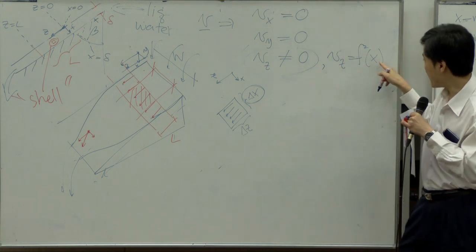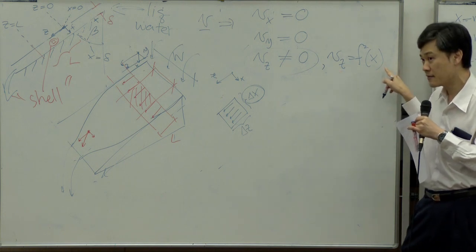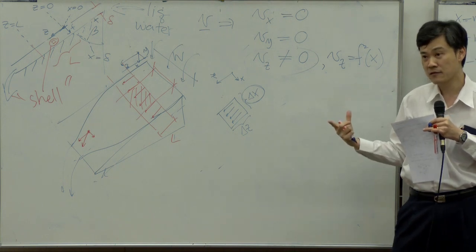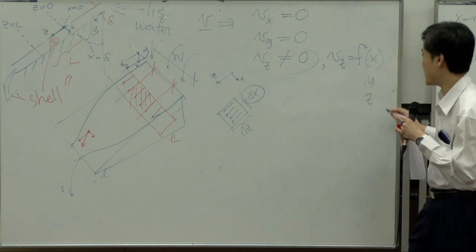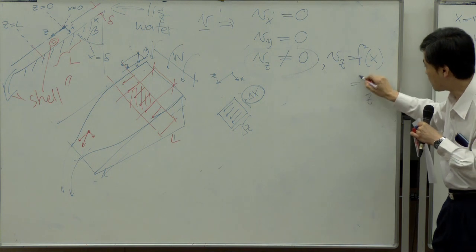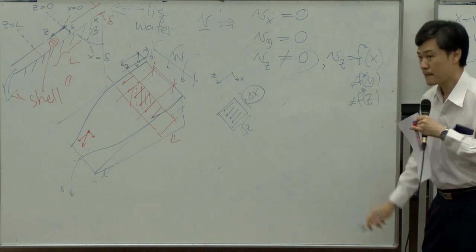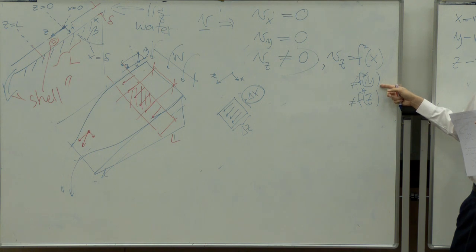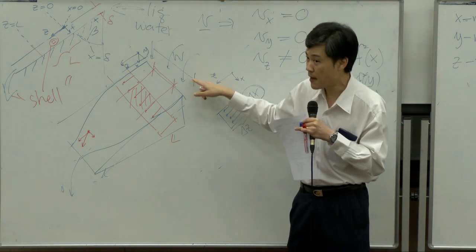The rest, where vz is not a function of y and z, the other directions can be full size. Full size, what does it mean? You have y and z, right? Vz is not a function of y, it's not a function of z. So that means the shell in the y direction can span over the whole system. In the y direction, the whole system has the size of W.